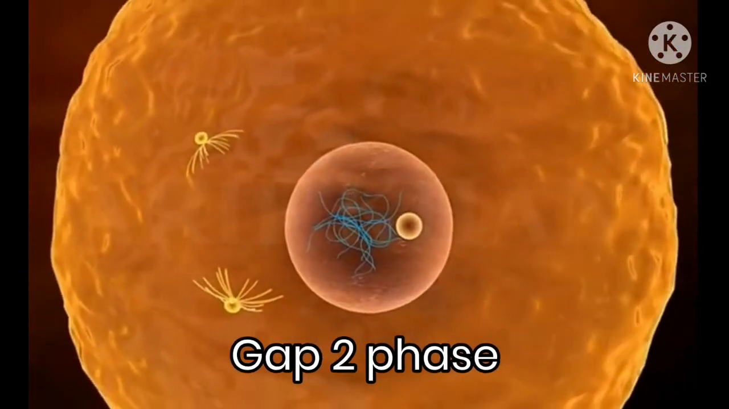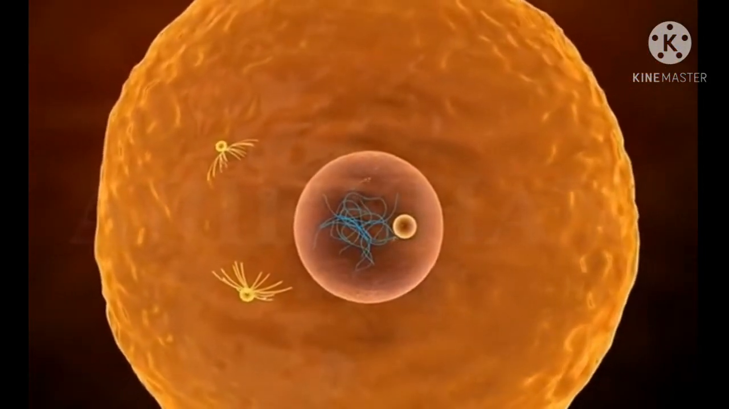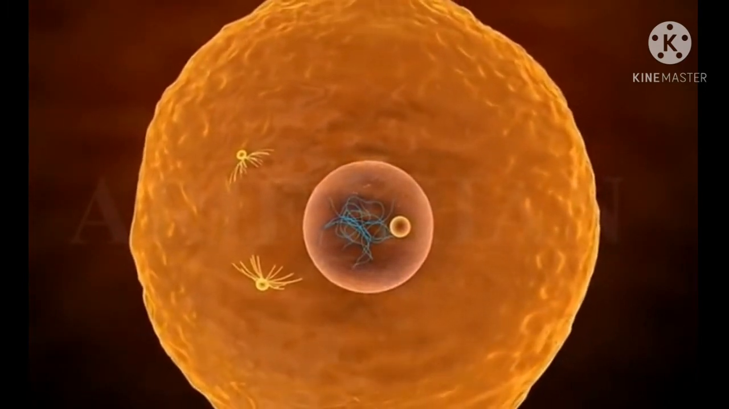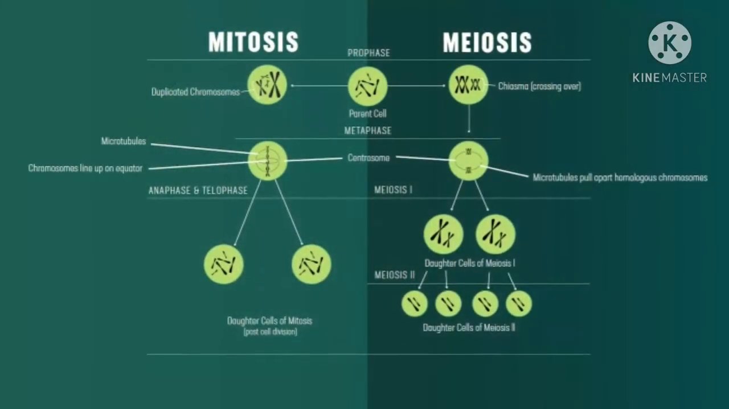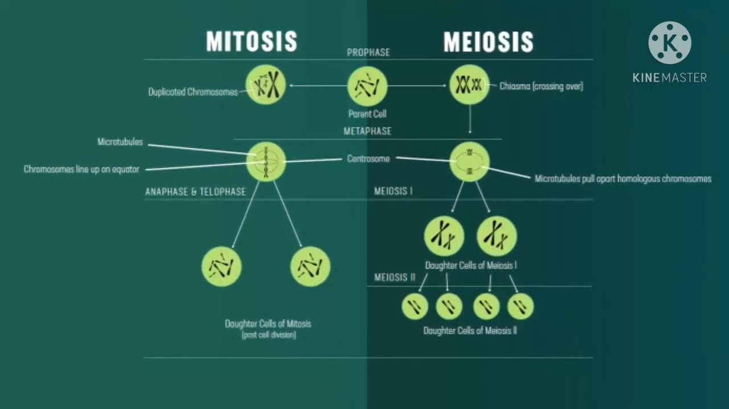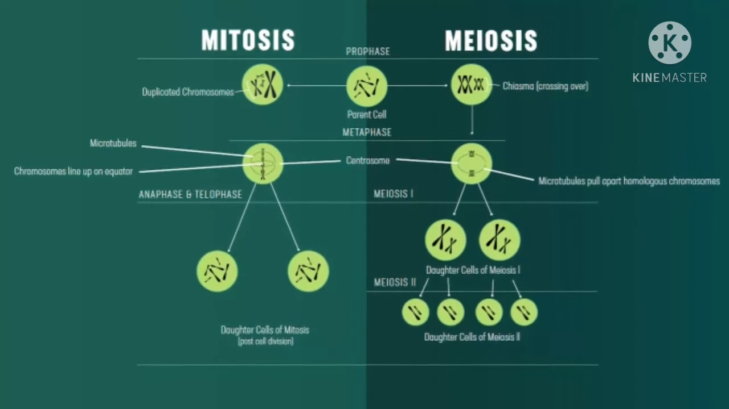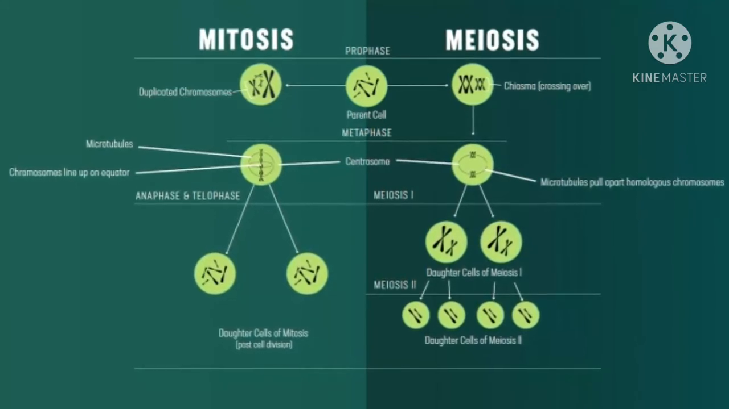The cell double checks to make sure DNA is replicated and the cell has enough organelles, and the cell continues to prepare for the next stage where it divides and reproduces in two ways: mitosis and meiosis. They are both important processes because without the two, cell division would not be able to occur. So let's move on to the next stage of the cell cycle.